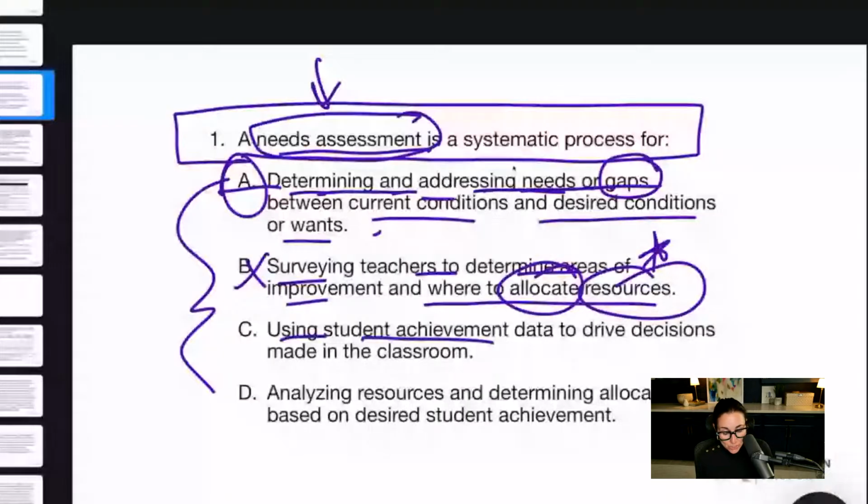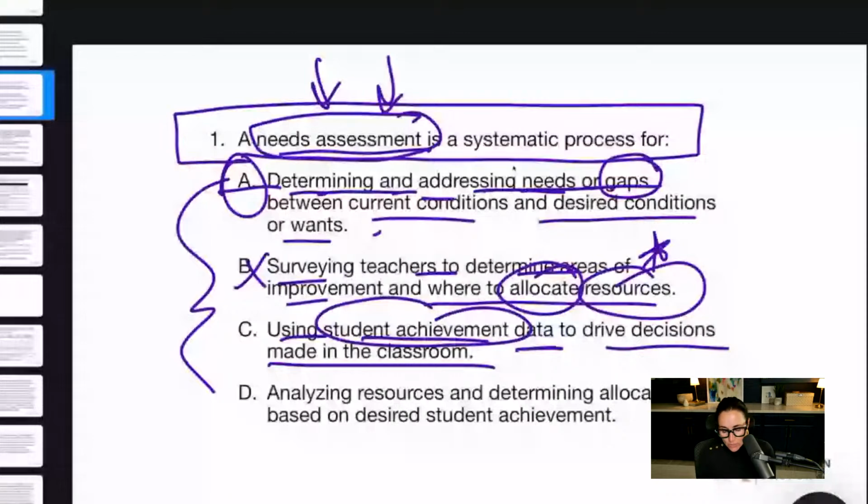C, using student achievement data. Okay, I love it. To drive decisions made in the classroom. Okay, I like that, but that's not necessarily a needs assessment. A needs assessment is school-wide. School-wide. We do use student achievement data. And again, these are good words, but they're not going along with the needs assessment. D, analyzing resources and determining allocation based on desired student achievement.